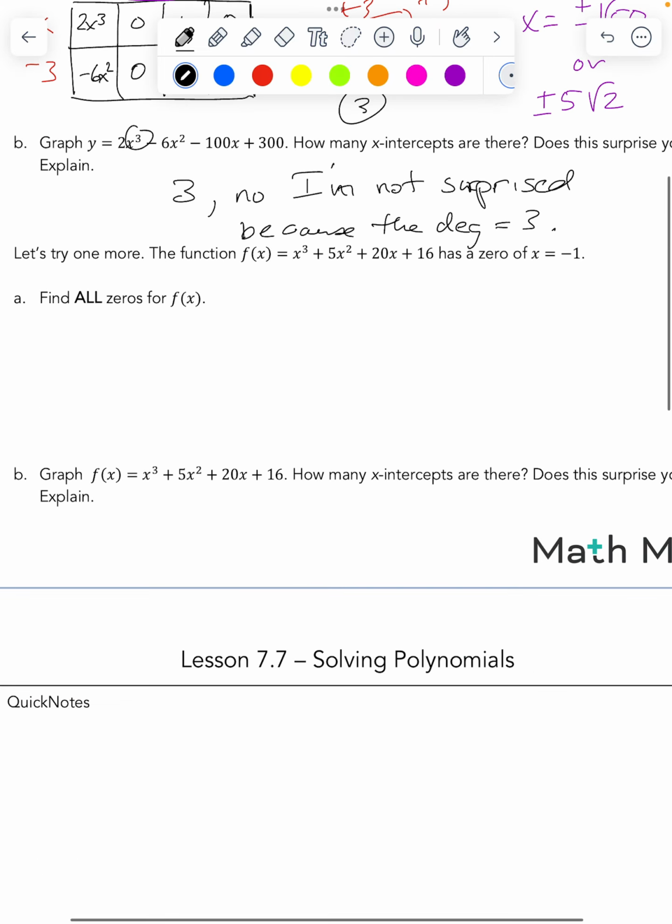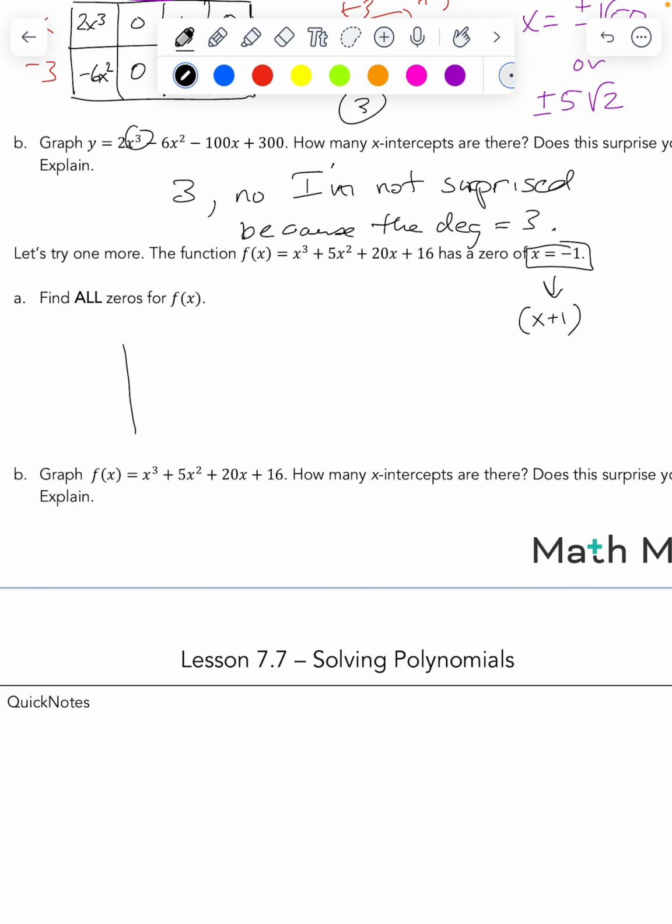So it says, let's try one more. And it says, let's do this one. And it says x equals negative 1. So in this one, if they say x equals negative 1, that means the factor is going to be x plus 1 in parentheses. So kind of working backwards here.